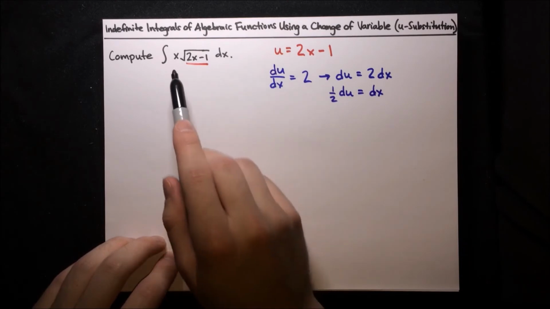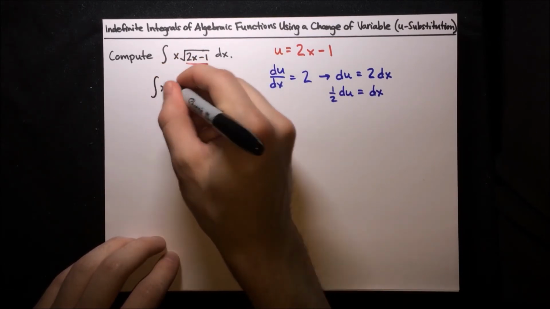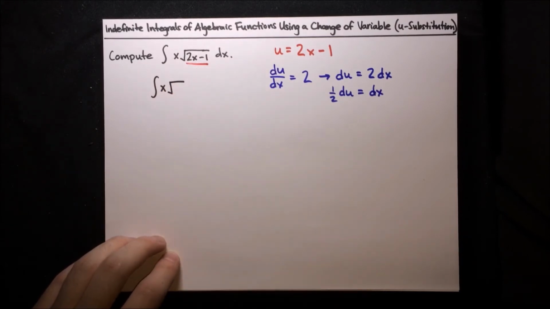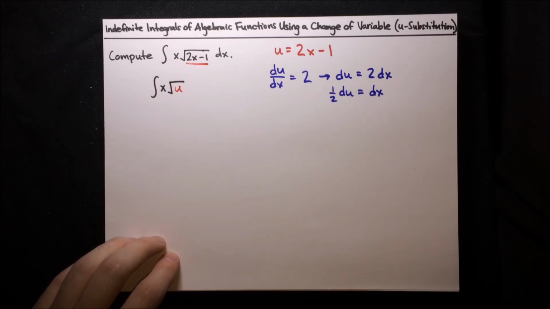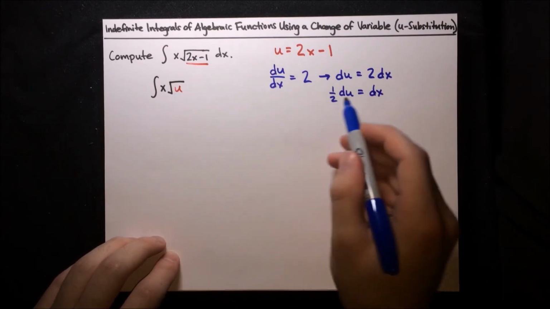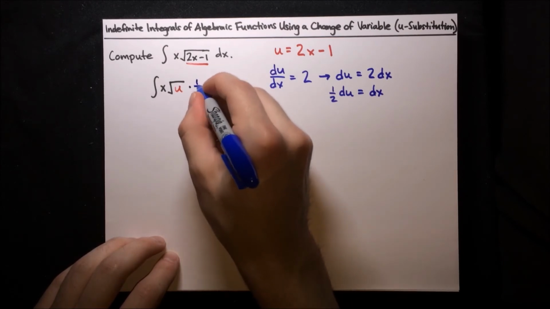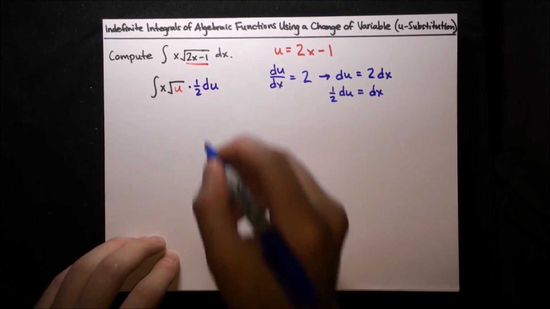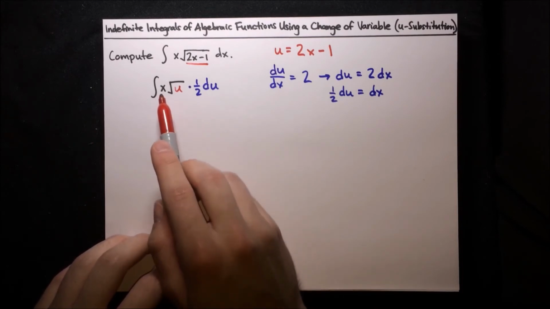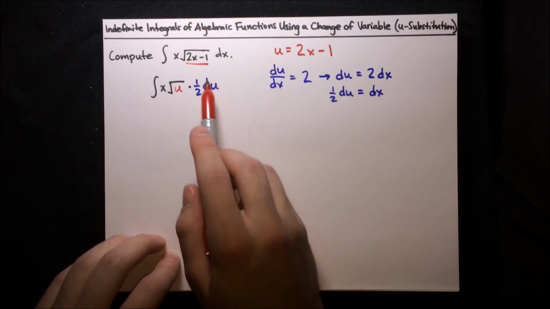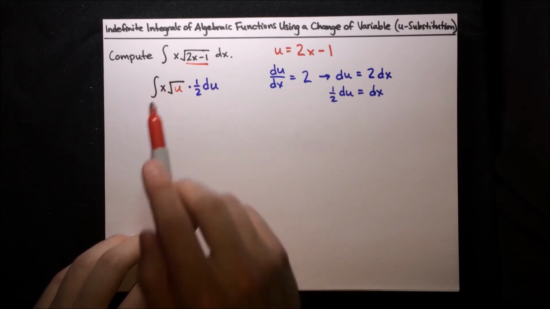Now let's write this integral again, substituting in this information. The integral of x times the root of u, where u is just 2x minus 1, and then times dx, and this time dx we're going to write as 1/2 du over here. So times a half du. Now there's a problem with this integral still. We still have an x in front of everything, and we want our entire integral to be expressed in terms of u. So what do we do about that x there?